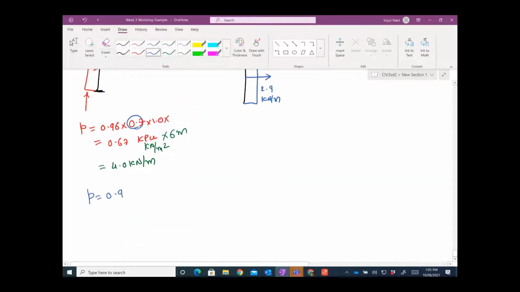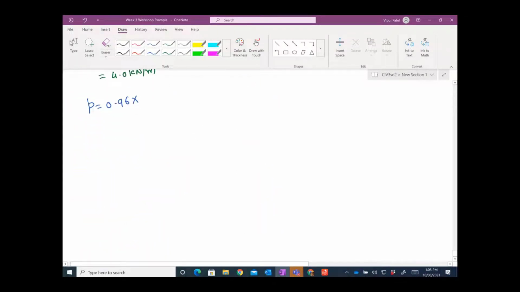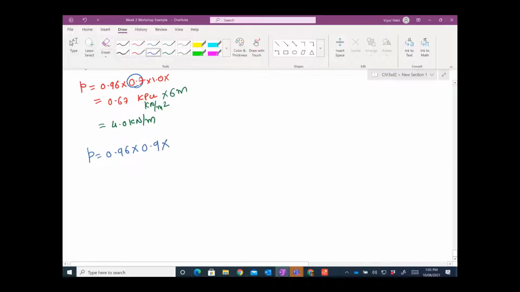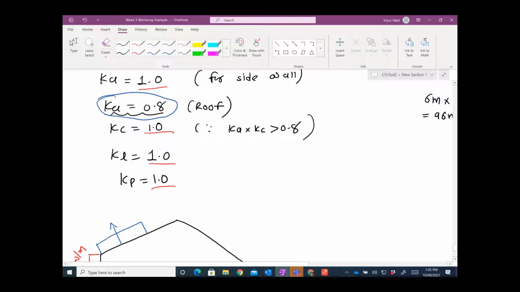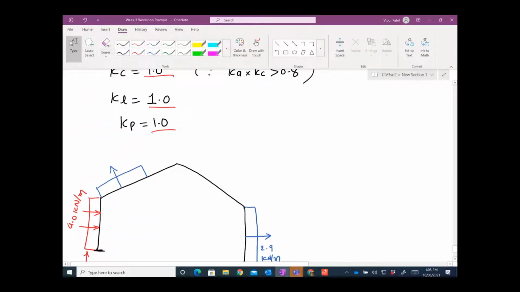Pressure equal to 0.96, and then you have 0.9 as a CPE, and then you have a 0.8 as a Ka, and then you have 6 meters. So I hope you understand that. So 0.96 times 0.9 times 0.8 times 6, you have 4.1 kilonewton per meter.